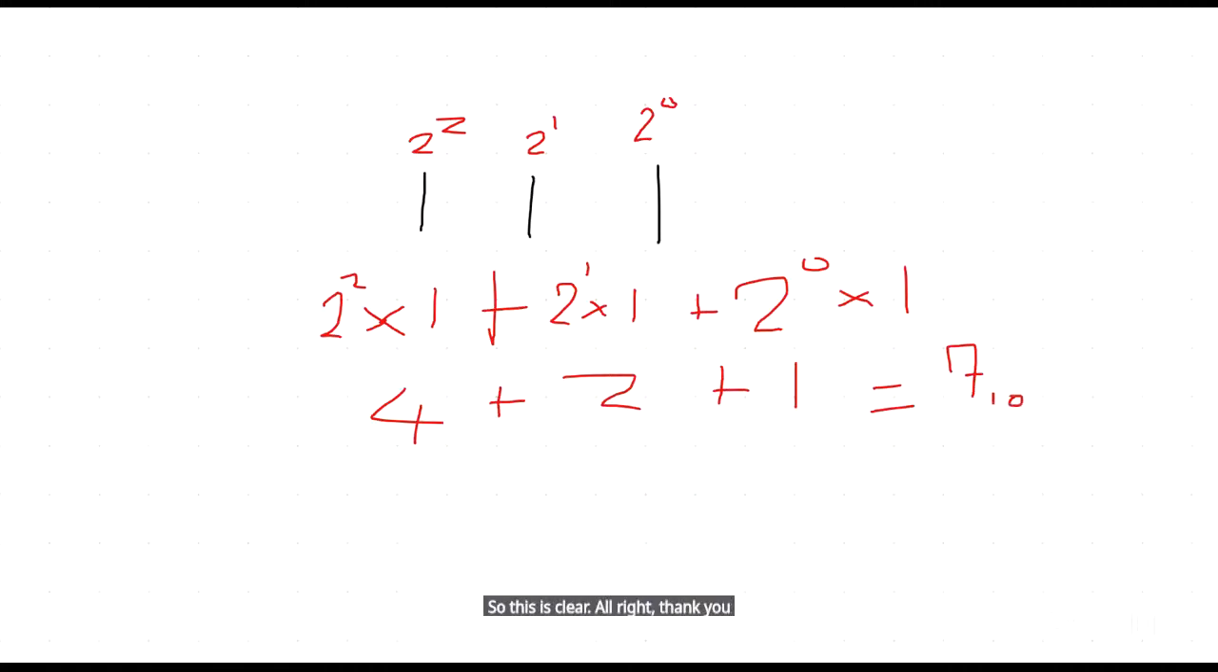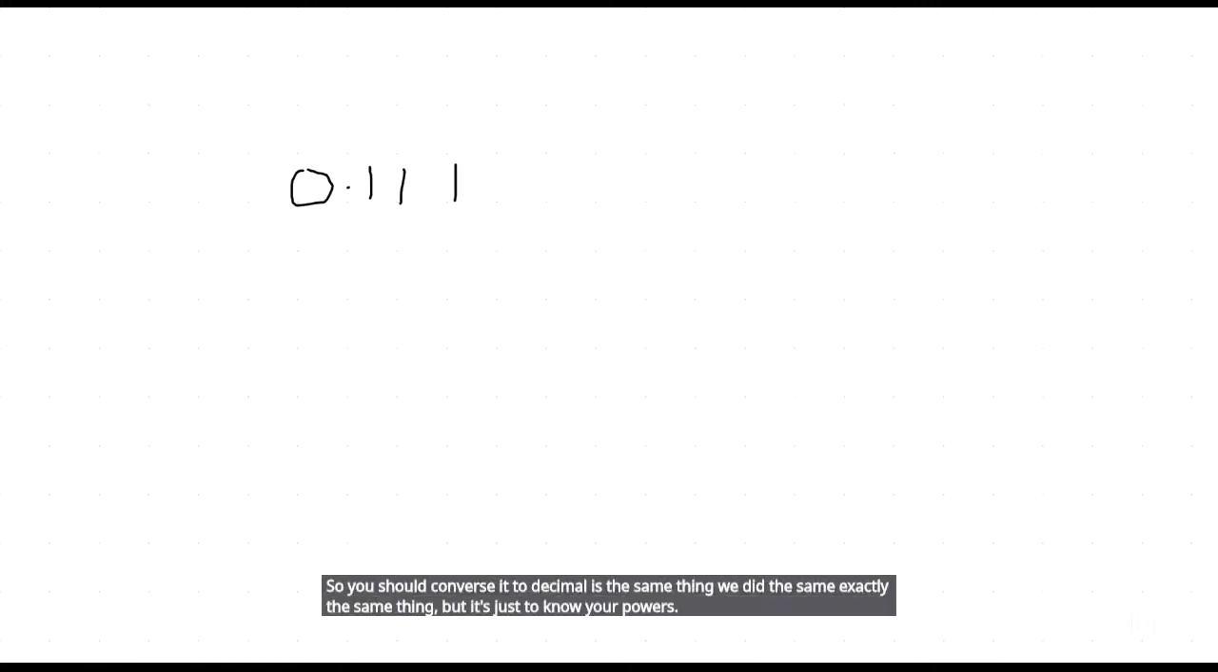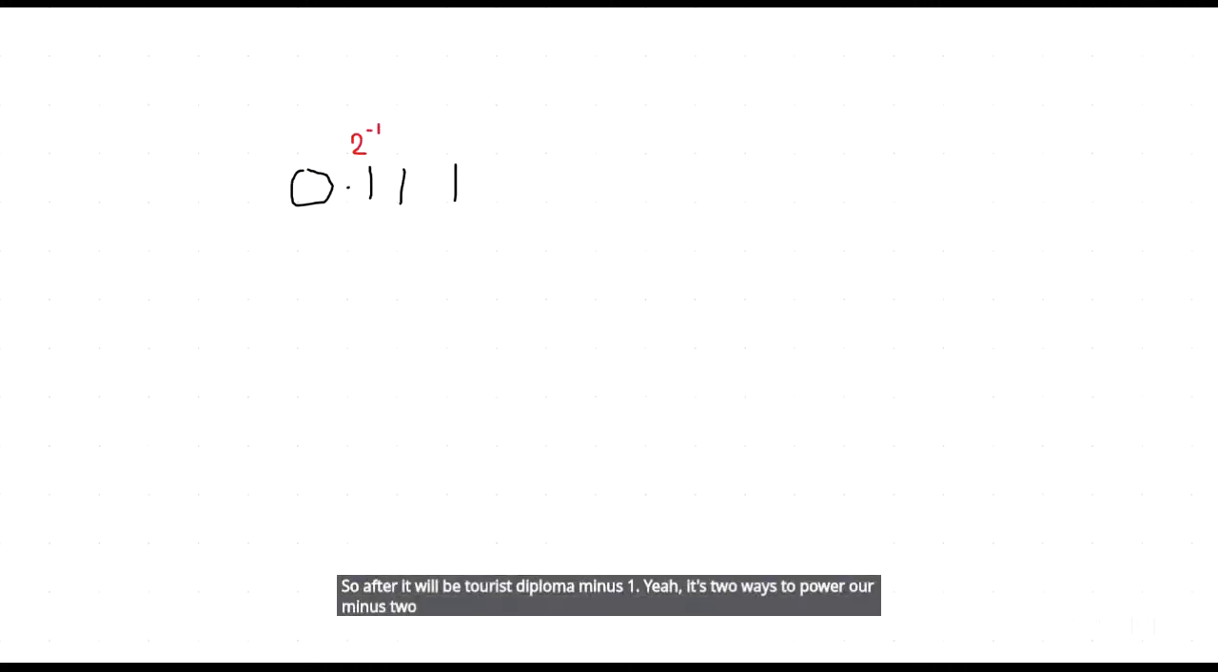So now let's go to the last one: converting a binary fraction. 0.111. If you have to convert it to decimal, it's exactly the same thing we did, but you just need to know your powers. Remember, here is 2 raised to power 0. After it will be 2 raised to power minus 1. Here is 2 raised to power minus 2. Those that used to run away from maths, welcome back. And here is 2 raised to power minus 3.